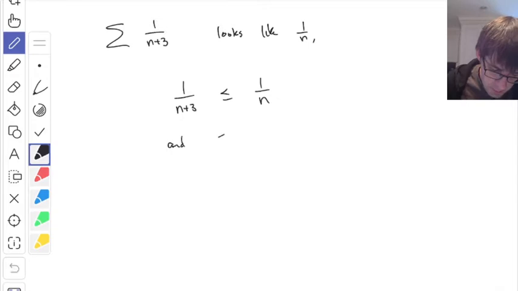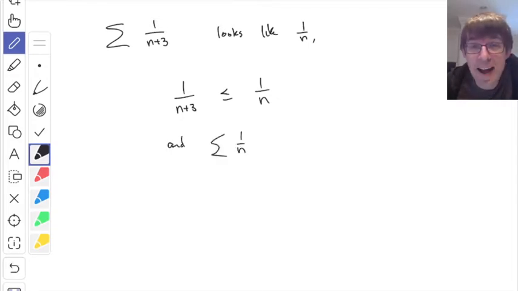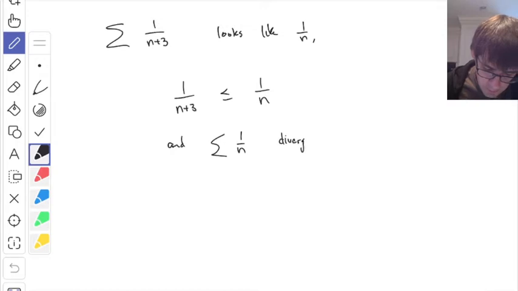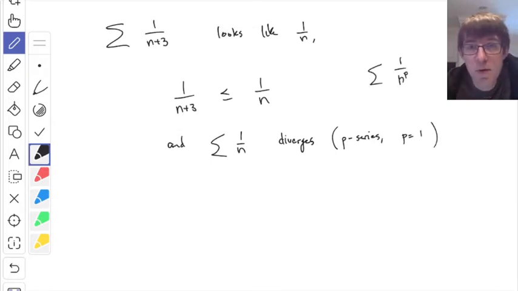All right, and the sum of the 1 over n, this one actually diverges. This is called the harmonic series, but it's a p-series with p equal to 1. This diverges. Remember, the p-series means this, 1 over n to the power p, and it converges when p is greater than 1, and it diverges when p is less than or equal to 1. This you just have to remember. All right? The sum of the 1 over n diverges.